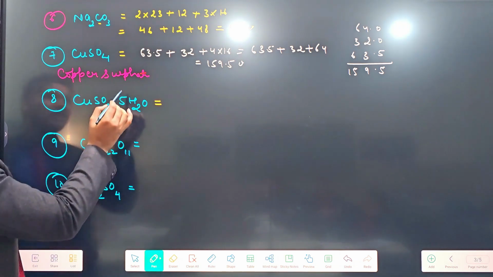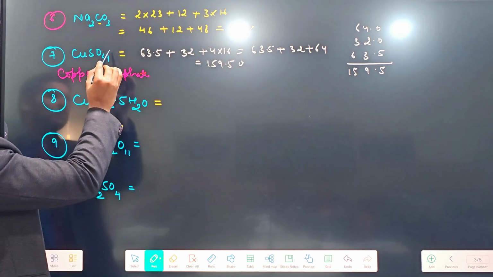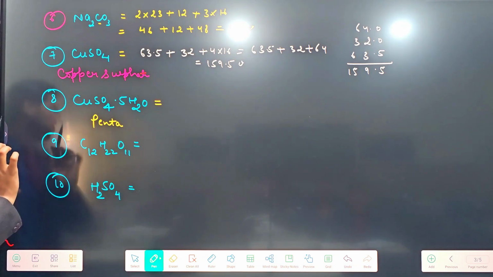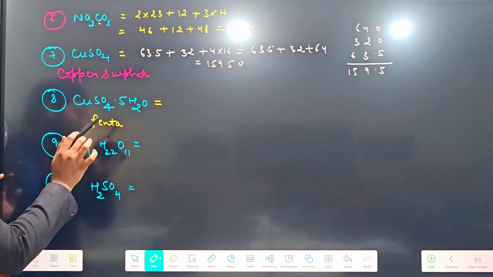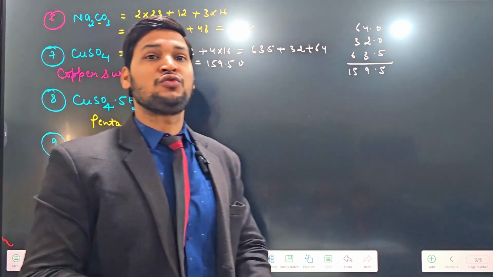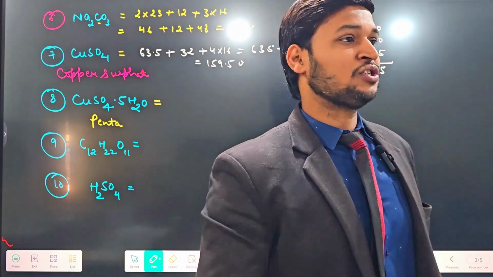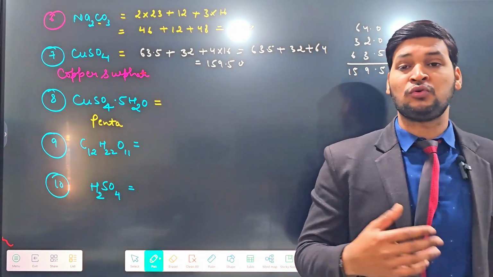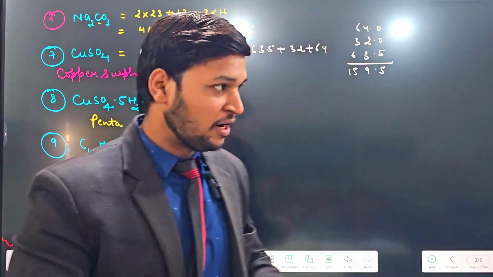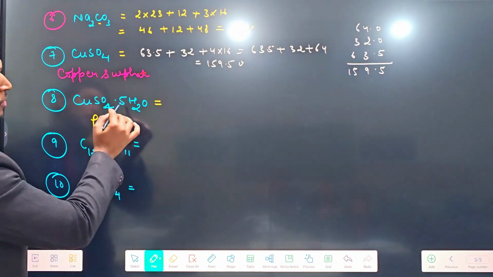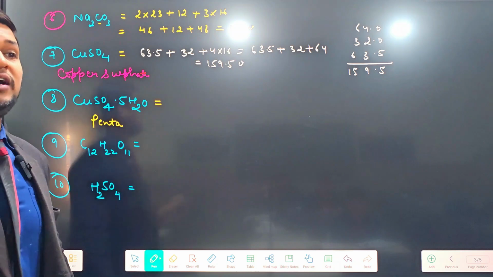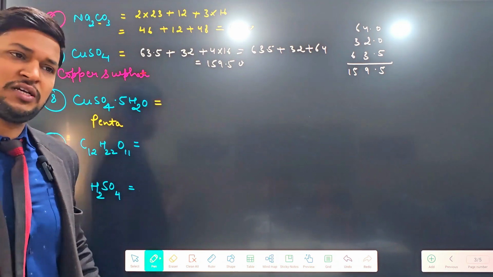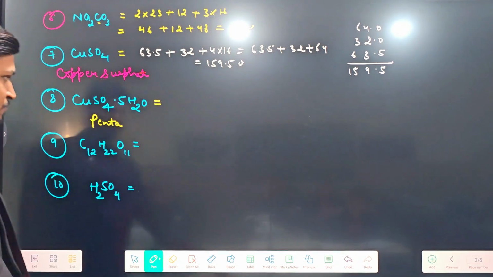But is there any H2O present in this CuSO4? No. Such compounds which do not have water of crystallization can be called anhydrous, meaning those which do not have water. But compounds which do have water molecules are called hydrated compounds. These were all additional knowledge. Just listen and try to learn.